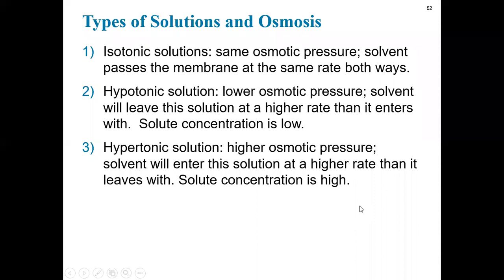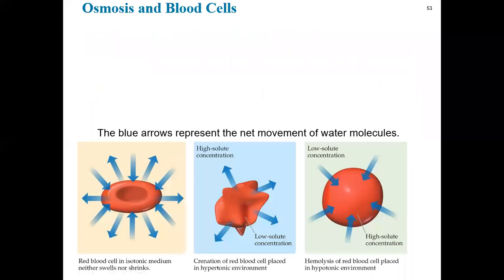Biologically, it's very important. For example, you see this red blood cell. If the red blood cell is in the isotonic medium, it will neither swell nor shrink. So this is the left panel. The middle panel is crenation, which means it shrinks. What happens is, the red blood cell is placed in a hypertonic environment, which means the solute concentration in the blue area is high, so they suck the water out of the cell. Oppositely, if you put the red blood cell in an environment that is hypotonic, which means the solute concentration here is lower, then the water migrates into the cell and it will burst.